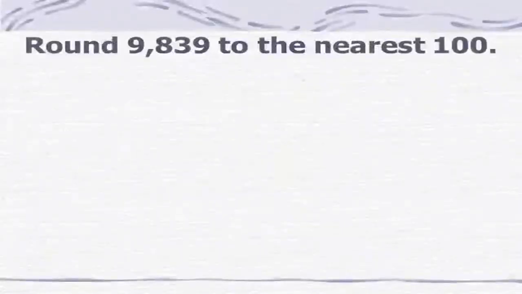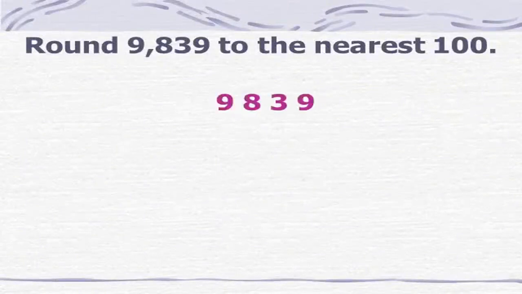Let us see one more example. Round 9839 to the nearest 100. First, we'll write the place values of the digits. Here, in the question, we are asked to round to the nearest 100. So, the digit in our hundreds place is the rounding digit, which is 8 here. And we will look at the right-side digit of the rounding digit. That is the digit in our tens place, which is 3.